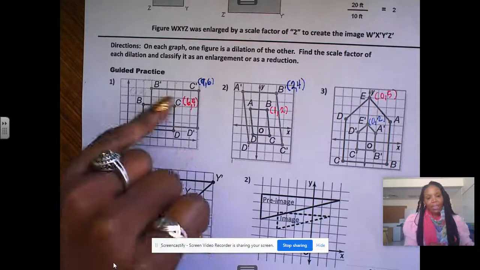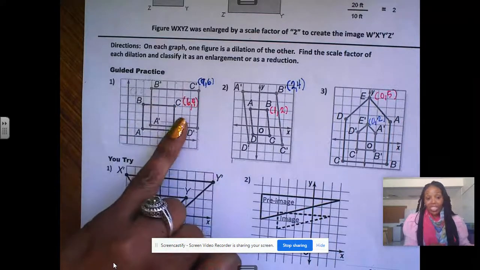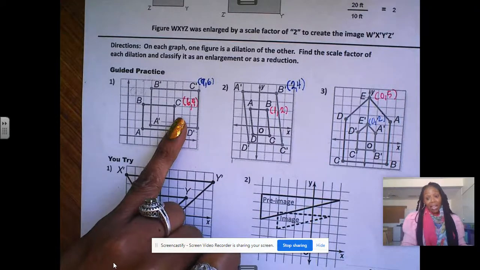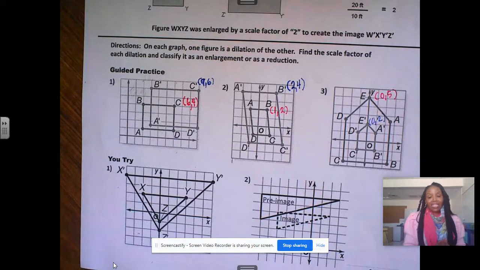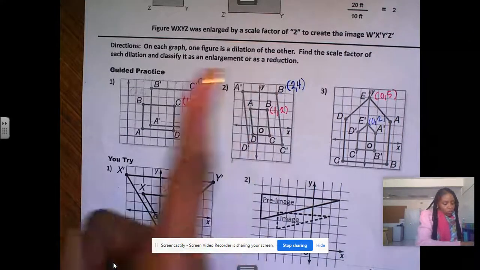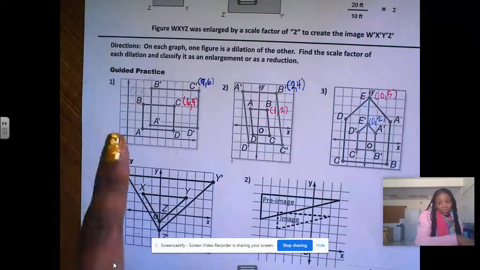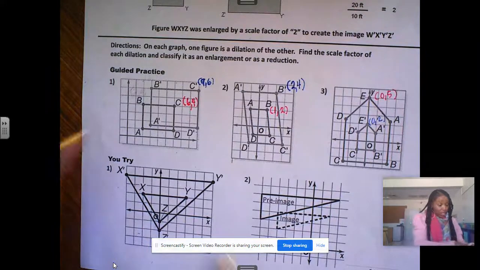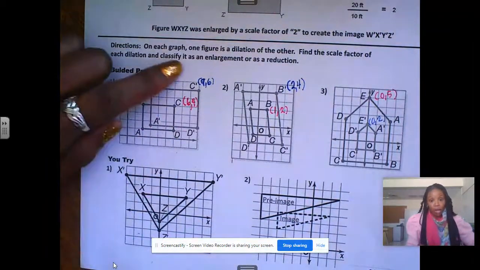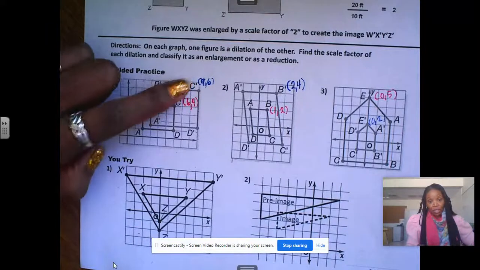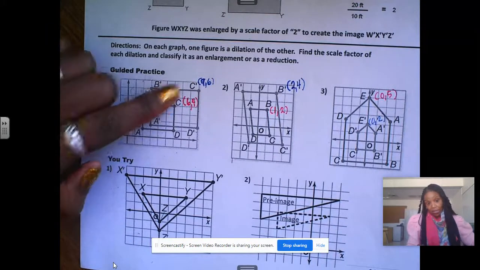So this one, I picked C and C prime. My coordinates for C are x is 6 and y is 4. For C prime, x is 9 and y is 6. I only want to work with either x or y. Why? Because once I find a scale factor, it's going to work for everything in that figure, because I'm taking the same number and multiplying every vertex by my scale factor. So I'm going to choose to work with x's here, 9 and 6, my C prime and C.